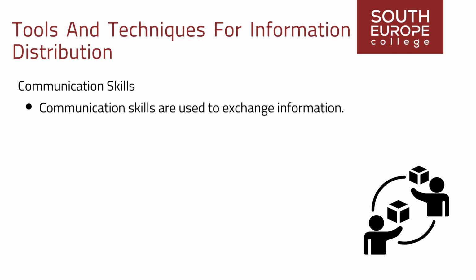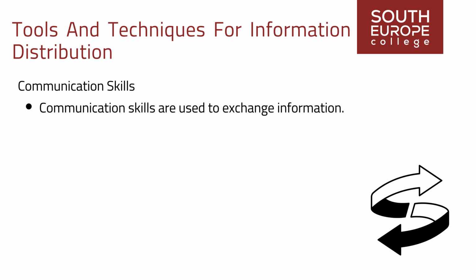Communication skills are used to exchange information. The sender is responsible for making the information clear, unambiguous, and complete so that the receiver can receive it correctly, and for confirming that it is properly understood. The receiver is responsible for making sure that the information is received in its entirety and understood correctly.